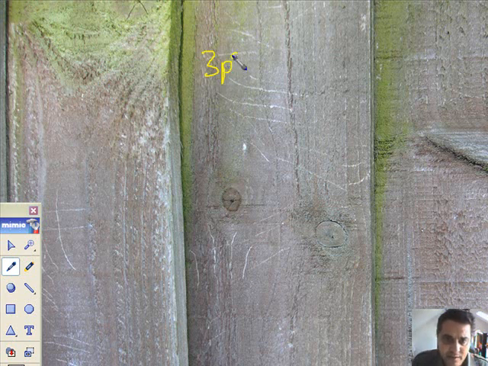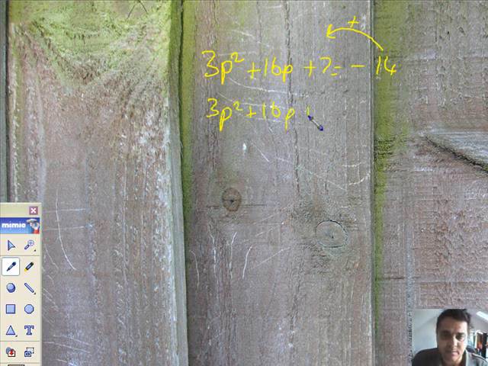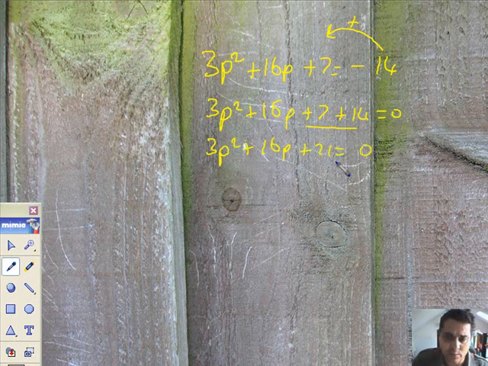So I've got 3p squared plus 16p plus 7 equals minus 14. Again, don't want that over here, bring it over and add it. So I've got 3p squared, 16p plus 7 plus 14 comes to 0. Simplify. 3p squared, 16p plus 21 equals 0. No common factors, so let's just get factorising, shall we?